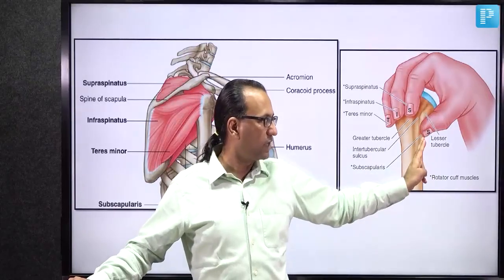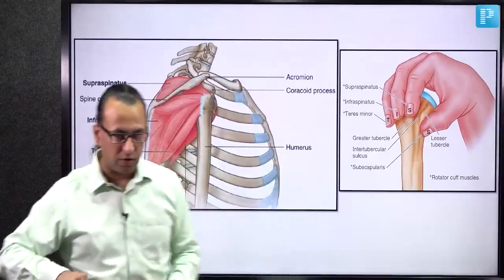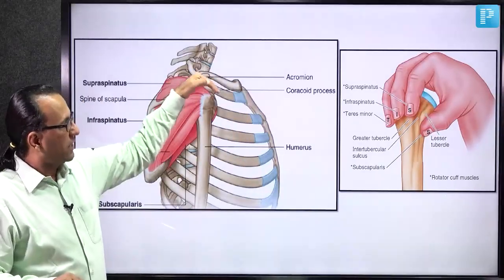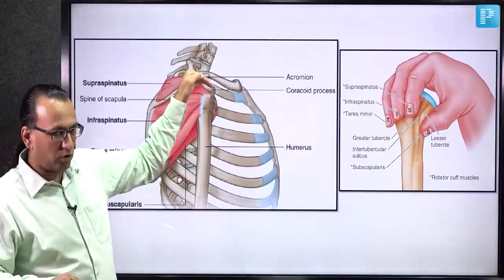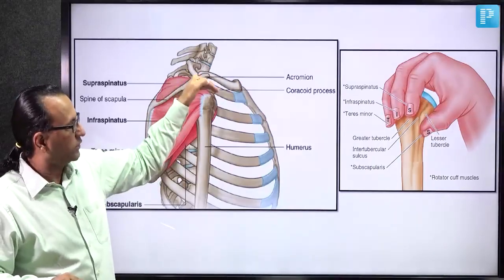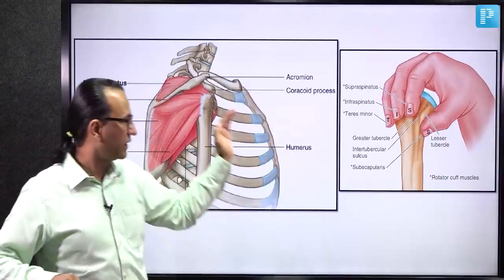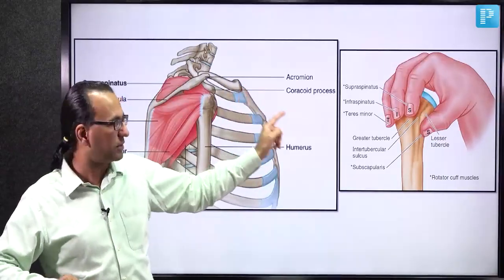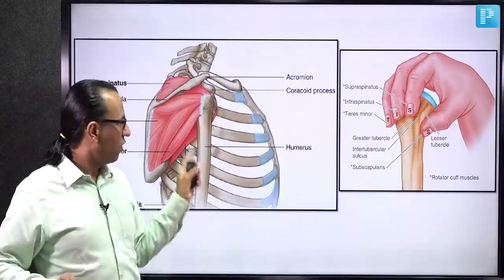Subscapularis is also called the forgotten muscle of the rotator cuff, and when it comes to shoulder dislocation, it is observed that since there is more muscle posterior superiorly, the shoulder joint is more strengthened there. The dislocation of the shoulder joint is more often seen anteroinferiorly, as it is weak anteriorly. Only one muscle is there, subscapularis, and inferiorly it is deficient altogether.